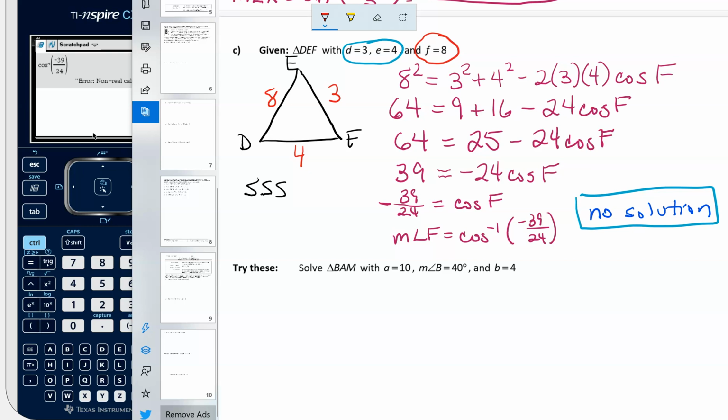Now, when I give you this type of a triangle and ask you to solve it on a test, I'm expecting you to use law of sines or law of cosines to show me that no triangle is possible. So you can use the triangle inequality to verify your result, but I'm expecting to see you use the law of cosines. All right, try solving triangle BAM below on your own.